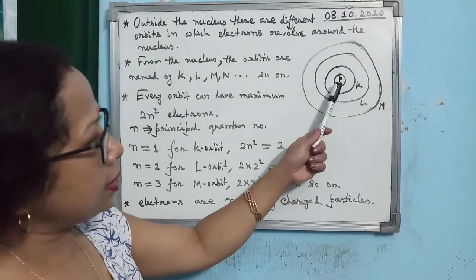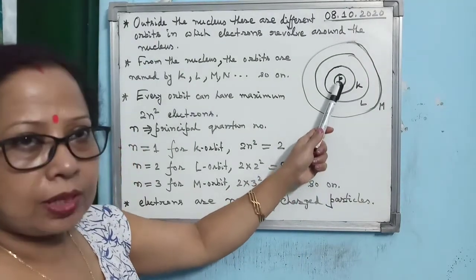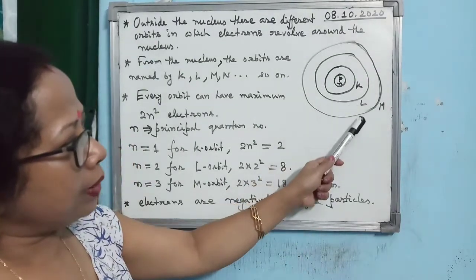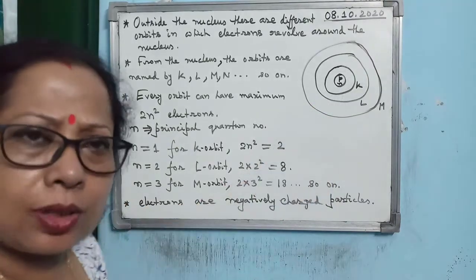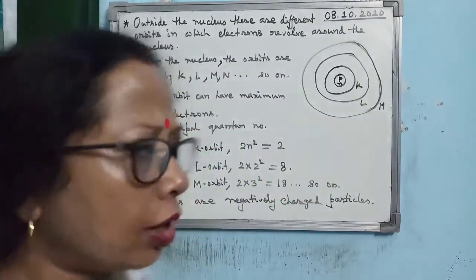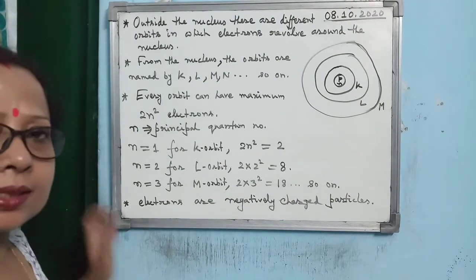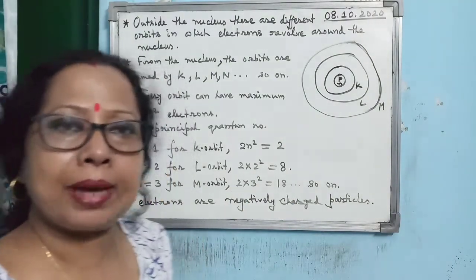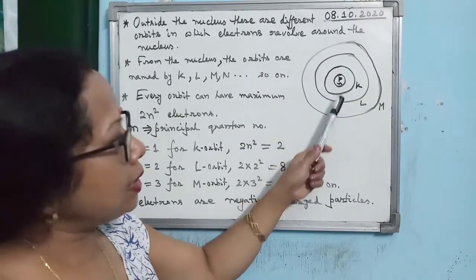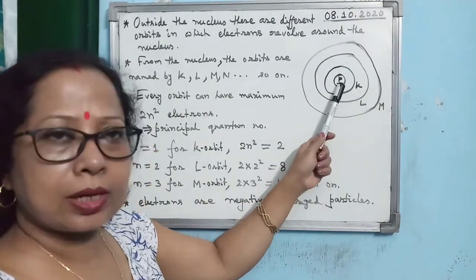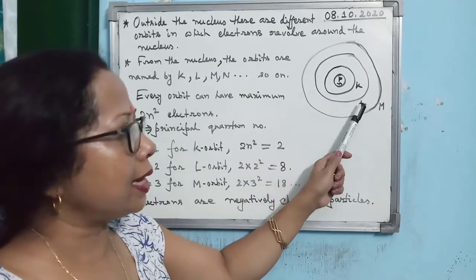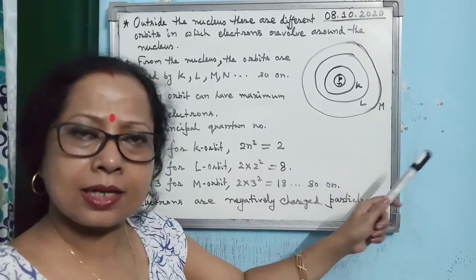If you consider this is the nucleus, small, that's why I have written p and n within it. There are different orbits. Here I have drawn them casually; actually, they are totally circular orbits surrounding the nucleus. These orbits are named K, L, M, N starting from the nucleus. The orbit nearest to the nucleus is known as the K orbit, then next is L, next is M, then N, and so on.